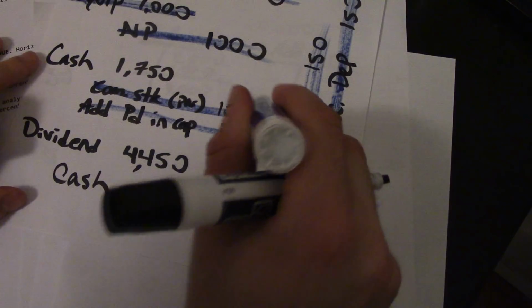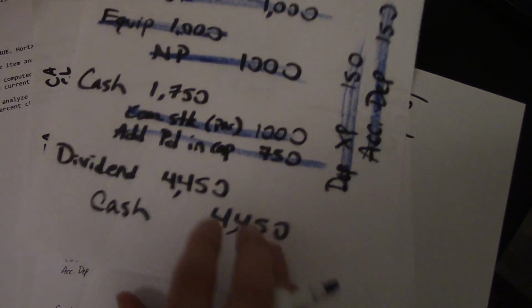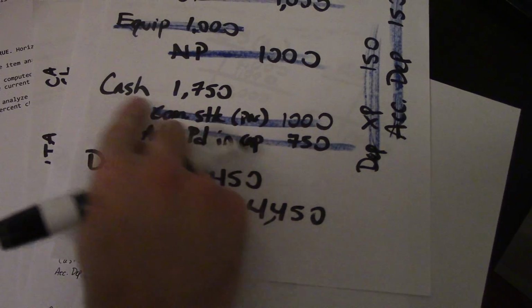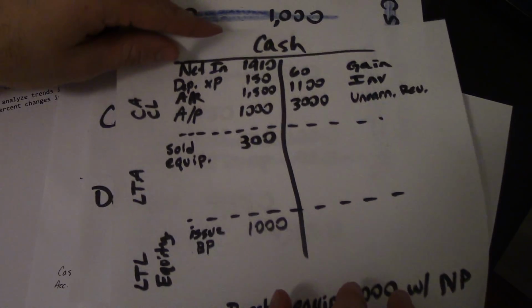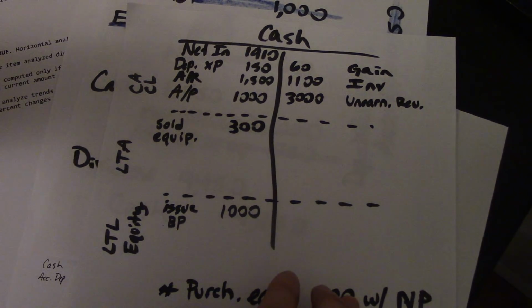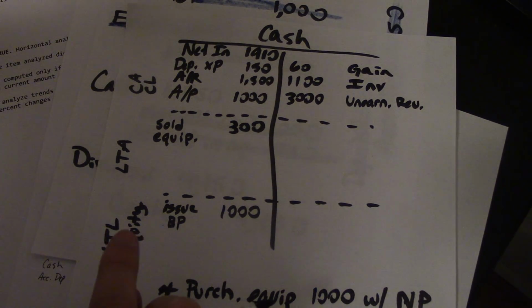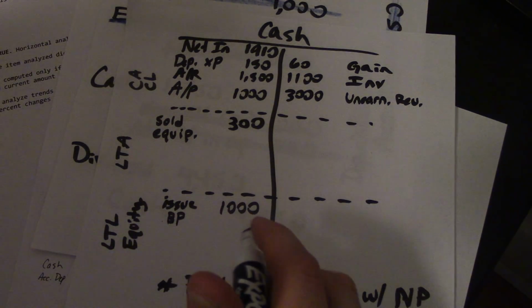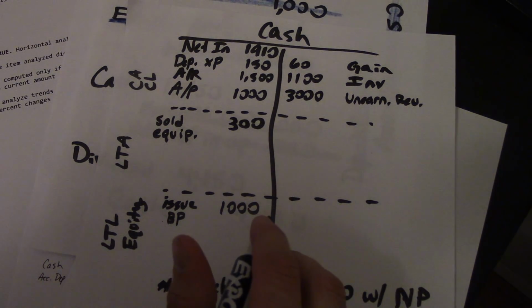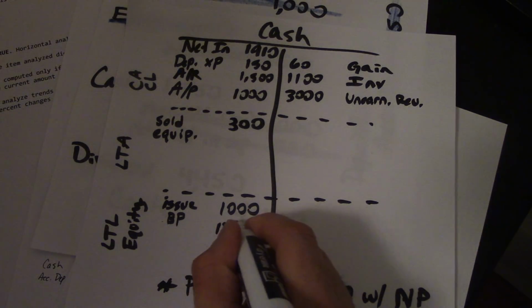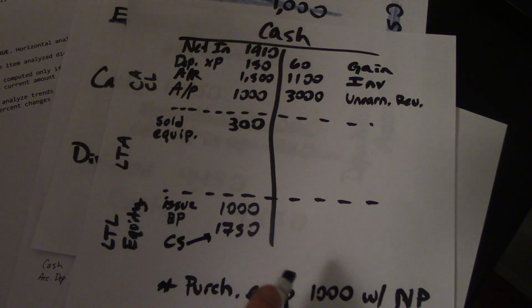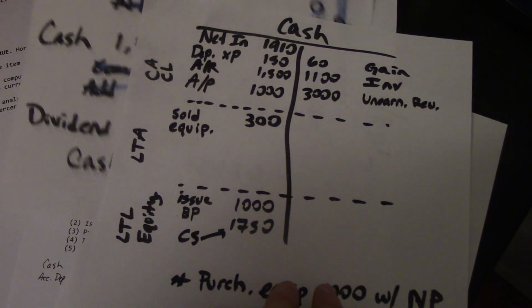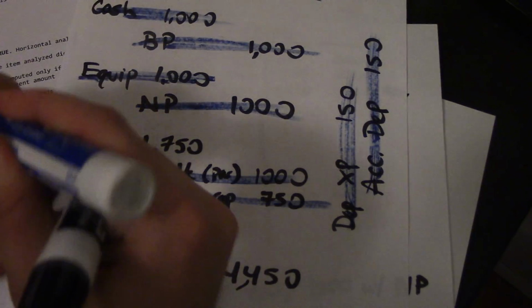Our T account balances, we have nothing else to do with paid-in capital. We can see that we increased cash or debited cash by $1,750, so we'll affect our cash T account by $1,750. Which section? Well, common stock is an equity account, so we will debit cash by $1,750 for issuing common stock. There we go. So now we can cross this guy off.